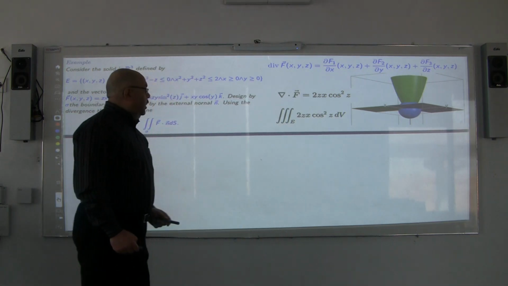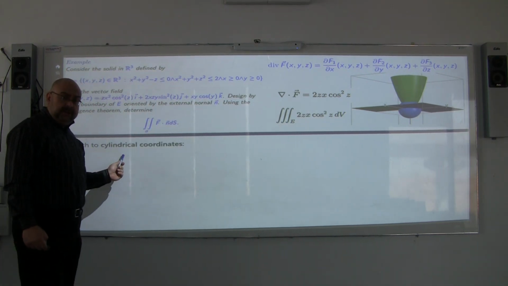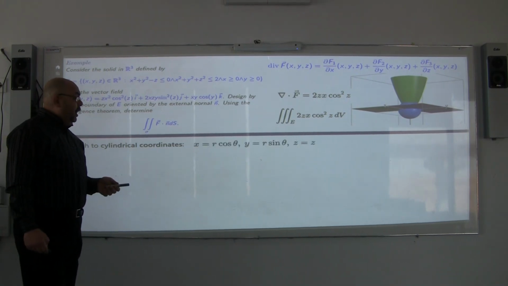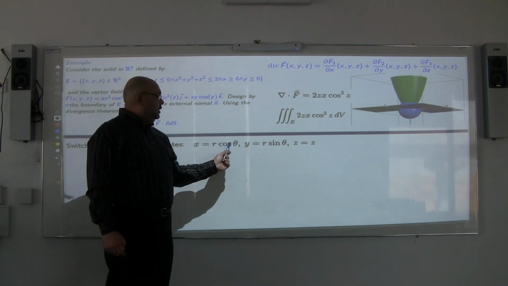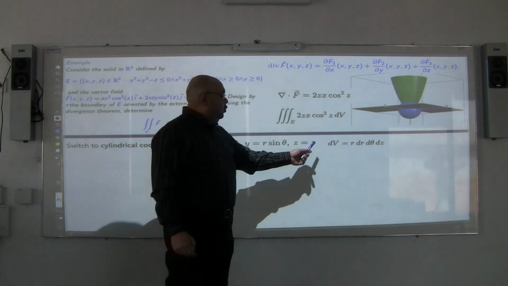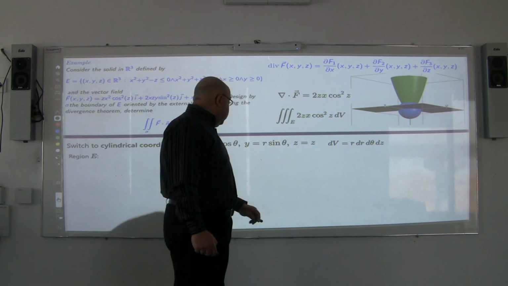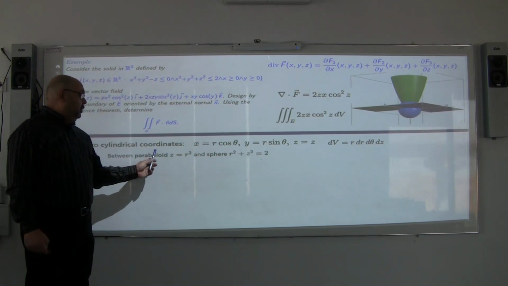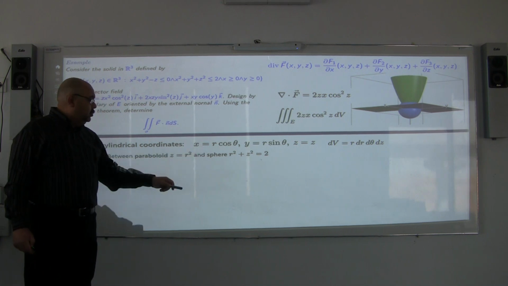So that's the triple integration. Let's switch to cylindrical coordinates, which is going to be really very simple. Having the polar coordinates, and we have z equal to z. So x is r cosine theta, y is r sine theta, and z is equal to z. The dV will be r dr d theta dz, where r is the Jacobian. Now I have between the paraboloid z equal r squared and the sphere r squared plus z squared equal to 2.